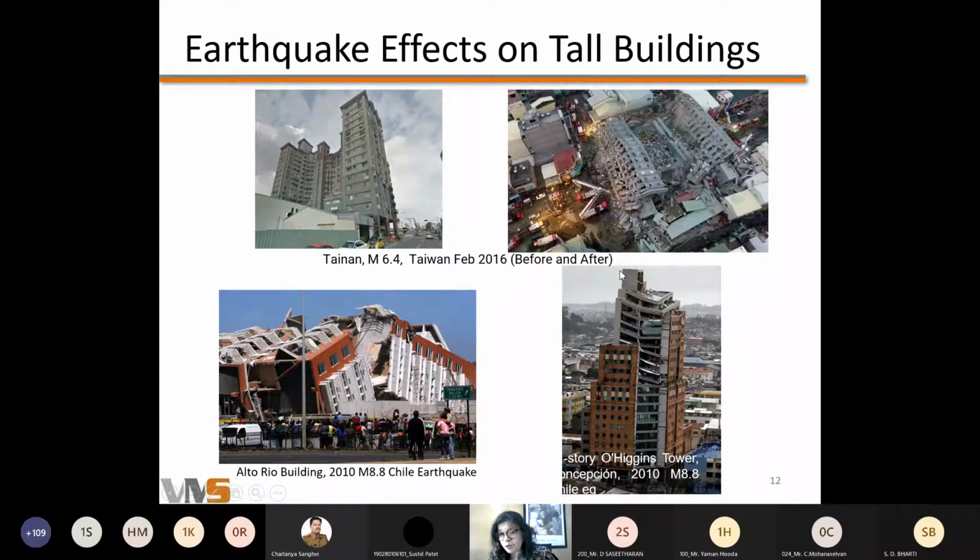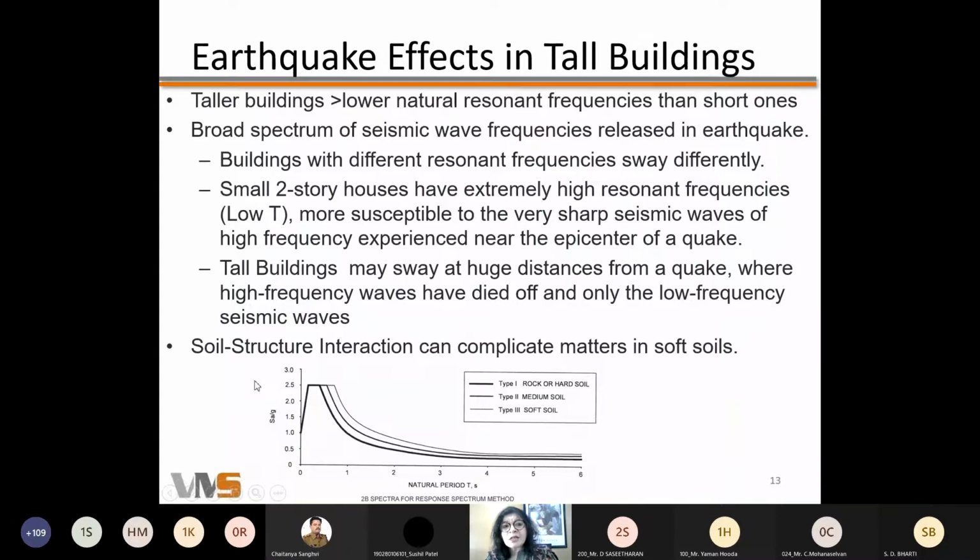Okay, it was retrofitted and is being reused, and of course the Alto Rio building had to go. So you can see that sometimes you have elemental and partial failure, and sometimes it's a complete toppling. So I'm first going to respond to why people have this impression that earthquake effects in taller buildings are generally less than in small buildings.